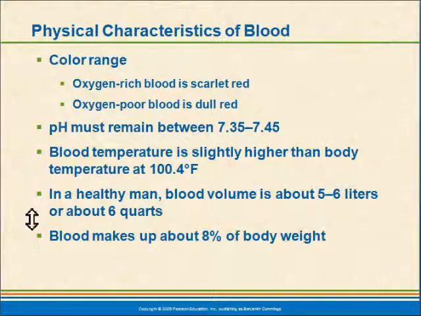Now, in a healthy male, blood volume is about 5 to 6 liters, or ballpark 6 quarts. It can be a little more, can be a little less. In the end, blood makes up about 8% of our body weight. You may have heard before, a pint's a pound the world around. And so if we're looking at 6 quarts, that's about 12 pints. That's about 12 pounds. Again, kind of a ballpark there.